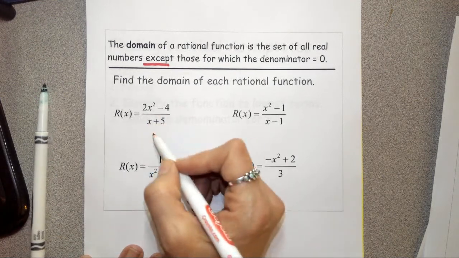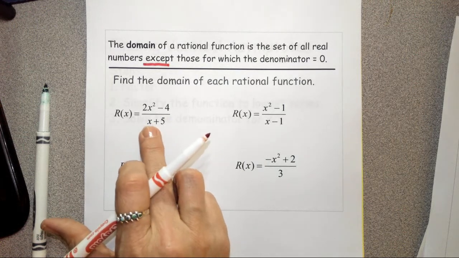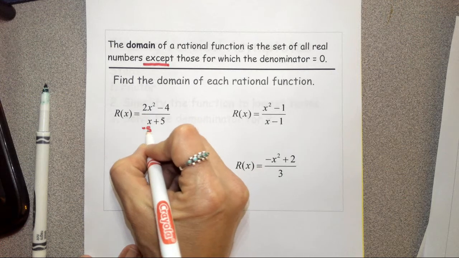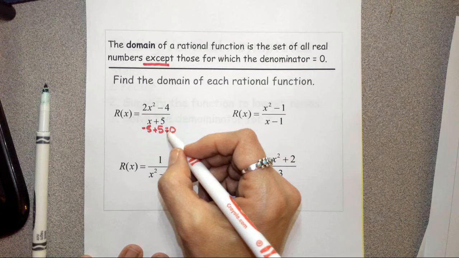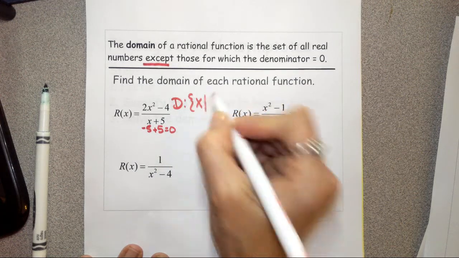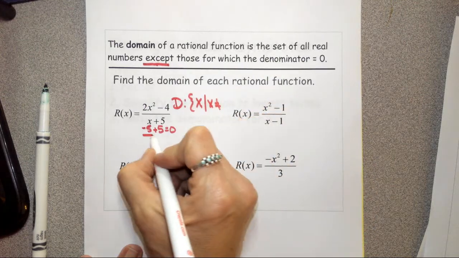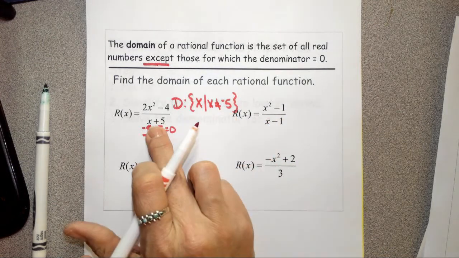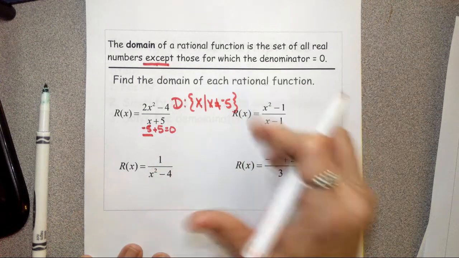So for this first problem right here, what number could I plug in here for x that would make this bottom number equal 0? Well, if I plugged in a negative 5 right here, negative 5 plus 5 would be 0. So your domain is the set of all real numbers except, remember the word except, x cannot equal, what did we say it couldn't equal? It can't equal negative 5 because negative 5 would make the bottom number equal 0. Okay, let's go do another one.